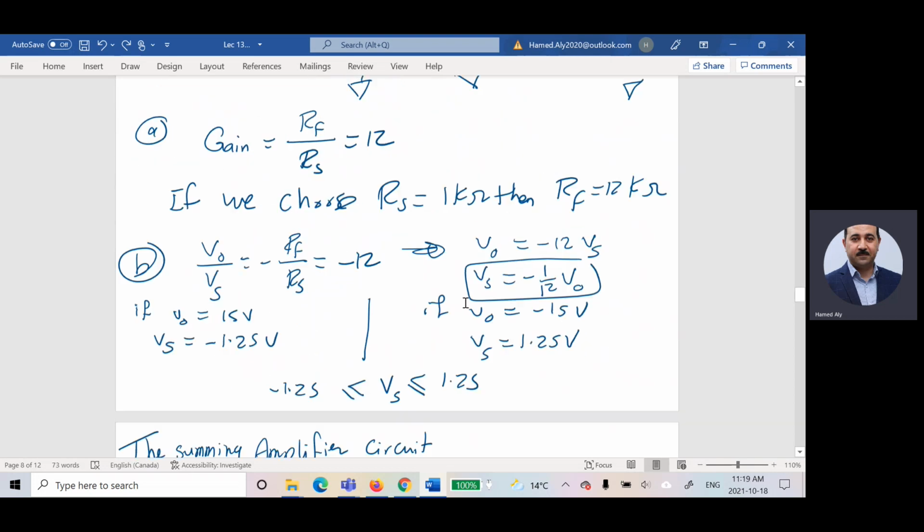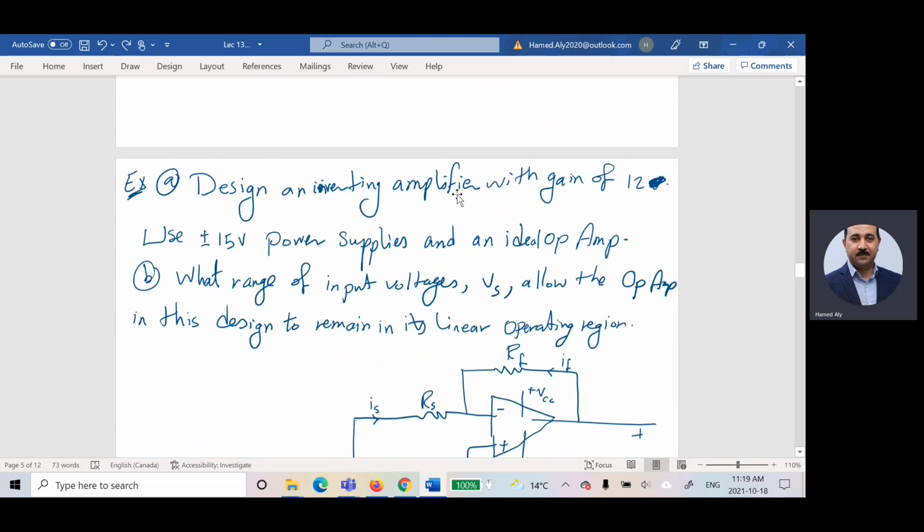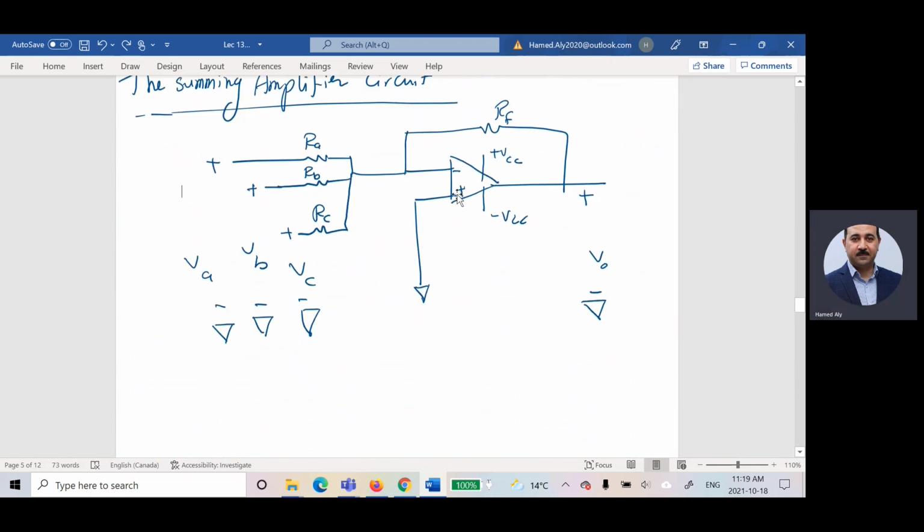This circuit is similar to this circuit. What is the difference? The difference is, instead of having only one source, I have 3 sources. So, what is the relation between the output and the input?